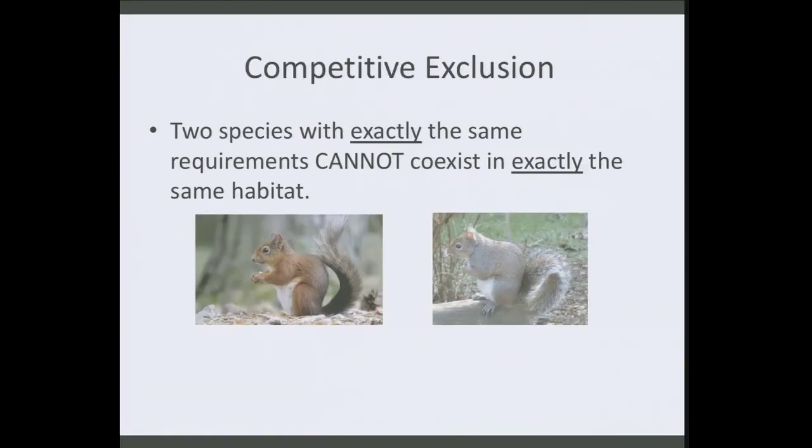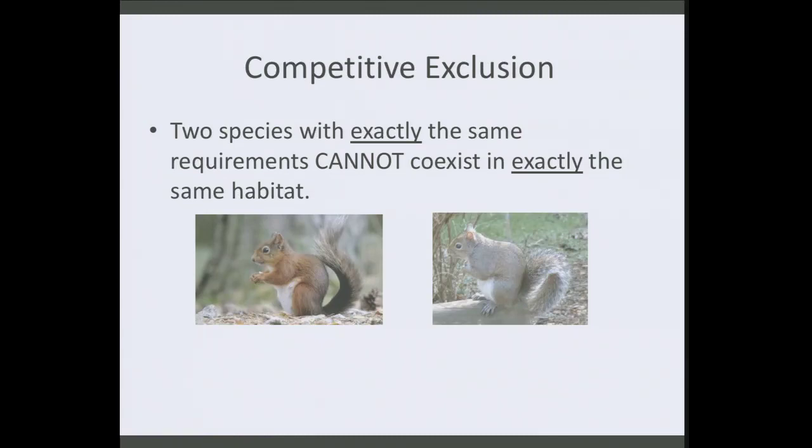Okay. So, whether it's interference or exploitation competition, what we see is that if two species are using the same resource or have the exact same requirements, one is going to be better at competing for them. Either they're going to gather the resources more quickly, or they are going to be able to physically outcompete the other species, and so only one will end up surviving. They really cannot coexist in exactly the same habitat.